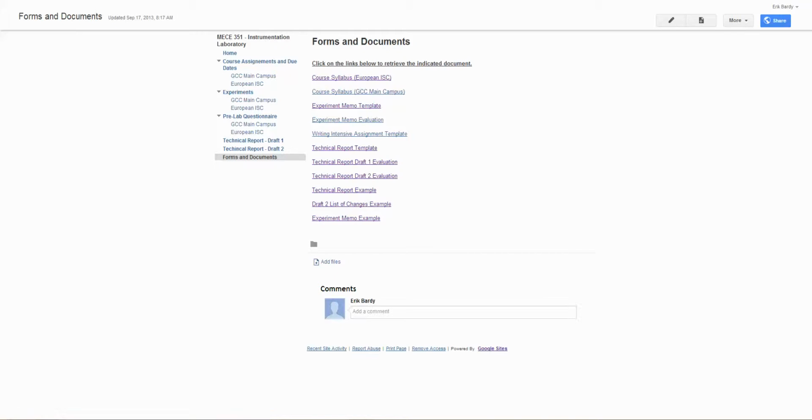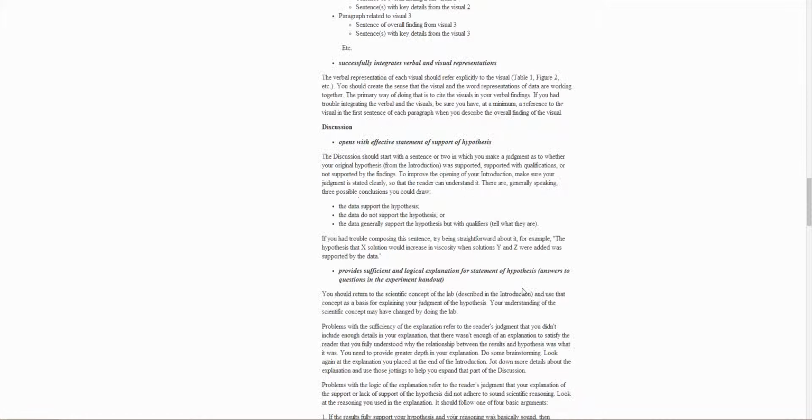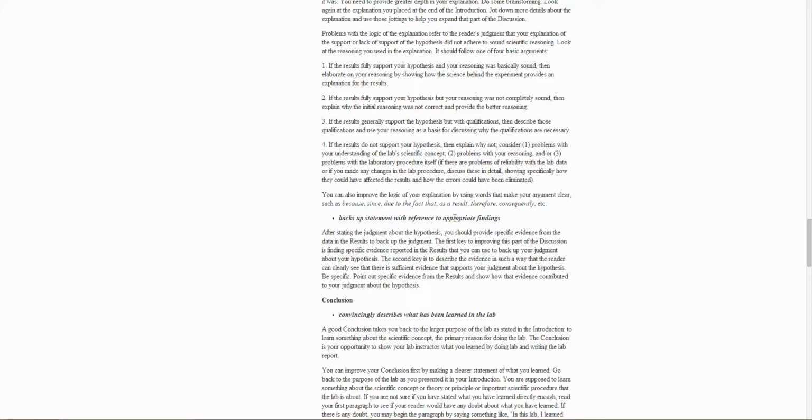Okay. After you're done with all that, if you go to Technical Report Draft 2, this will be very helpful. If you scroll down to discussion, basically what I have is each criterion listed here. And after each criterion, there is some help to improve upon a discussion that you have already written. So there are the 3 criteria here with some help that gives you some idea about what to do in order to improve the discussion that you've already written.